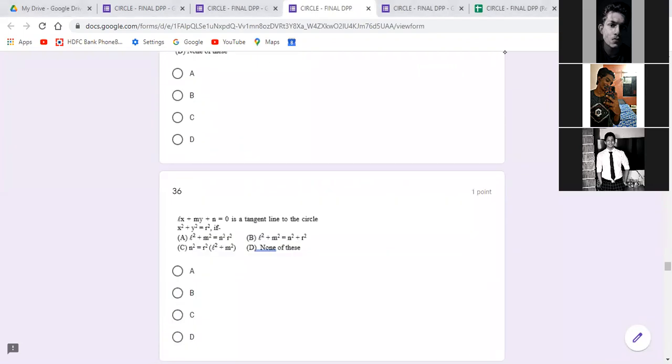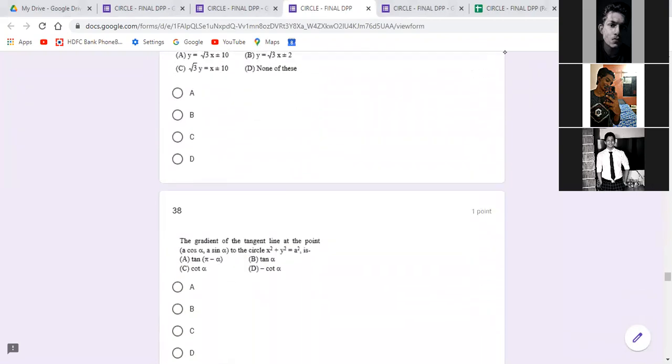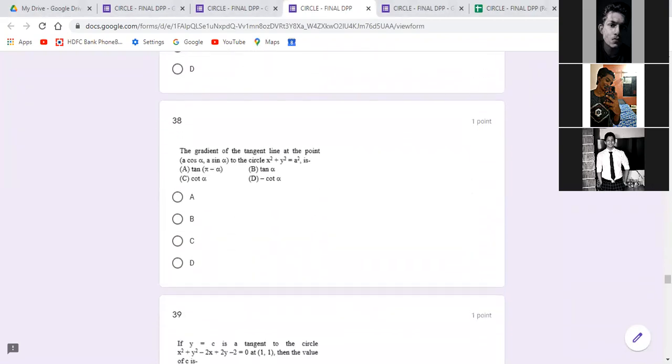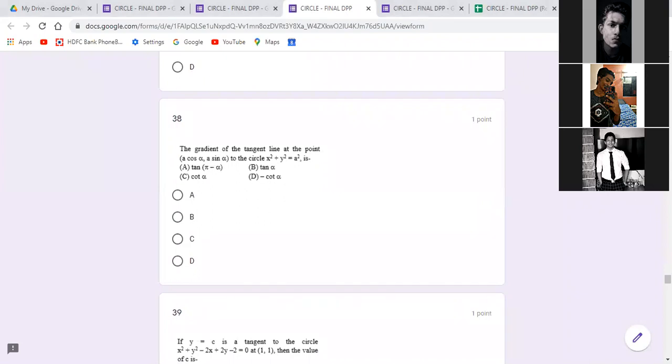Sir, in the form it says the 38th sum has no correct option. No correct options are marked. They forgot to put the answer.